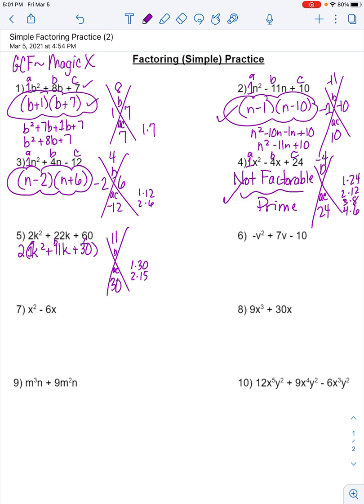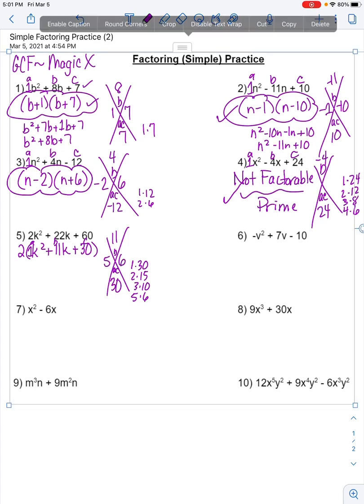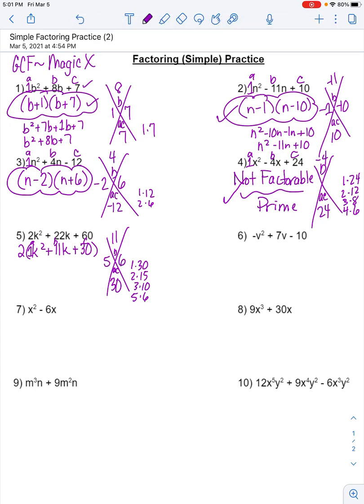You have 1 times 30, 2 times 15, 3 times 10, and 5 times 6. That's what I'm going for right there. 5 plus 6 is 11. 5 times 6 is 30. So I have 2 times k plus 5 times k plus 6. These are the 3 factors of that polynomial.